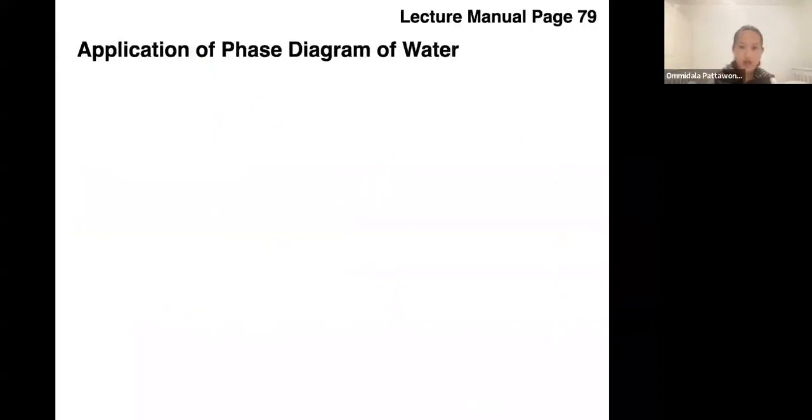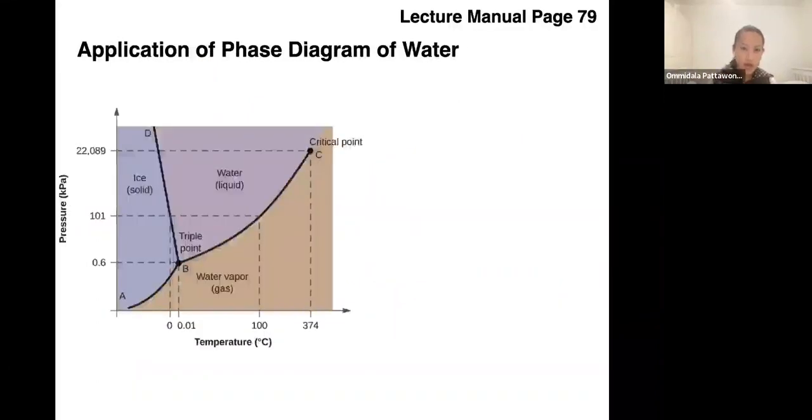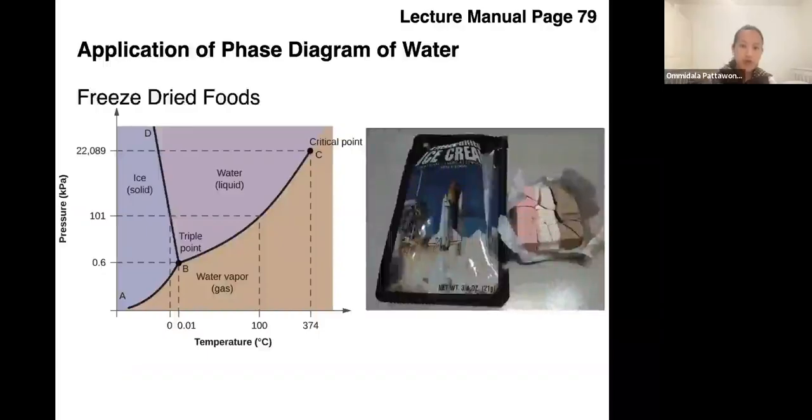Now let's take a look at the application of the phase diagram of water. One major application is in freeze-dried foods. Foods contain water, so this process involves removing the liquid water. The process involves freezing and drying. We start with liquid water. As the temperature decreases, it crosses this boundary into the solid. That is what the word freeze means here: reducing temperature, making it cold.